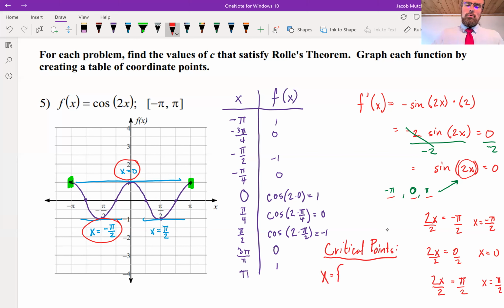So sometimes you win them, sometimes you lose them. Although in calculus, you always win. That's just how calculus works.